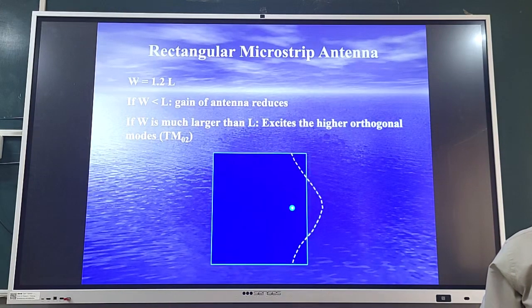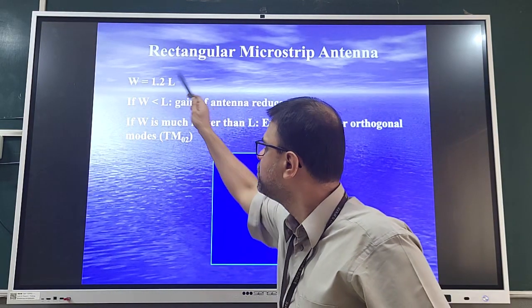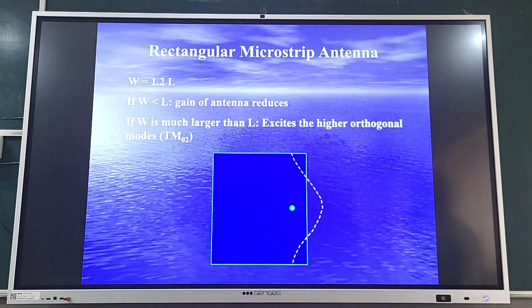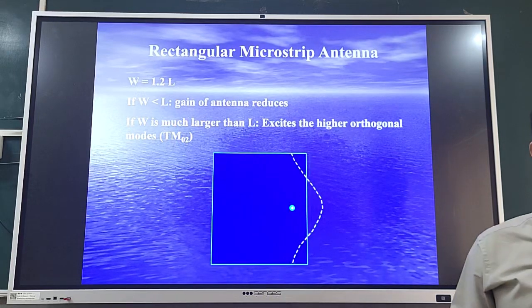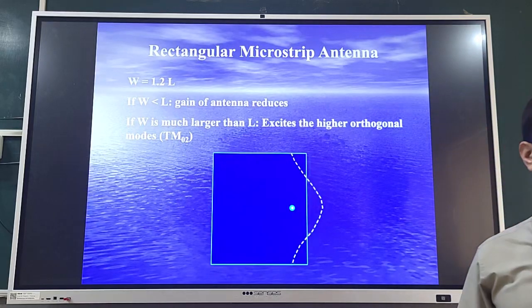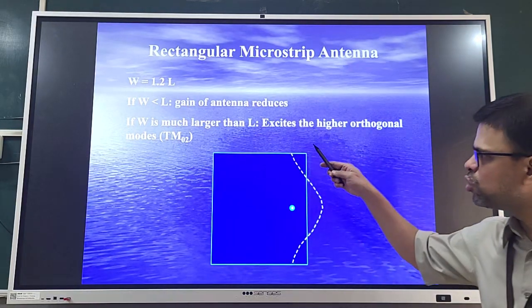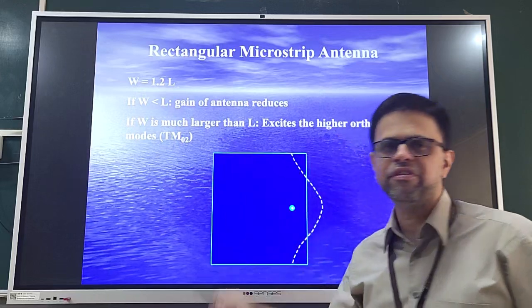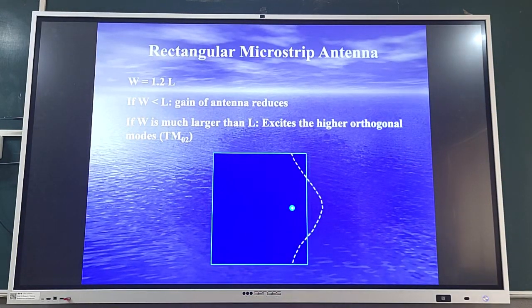Now earlier I mentioned that selection of W against L is very important. I have already told you W is taken as 1.2 L. It is basically from the gain. If W is less than L, the aperture area is small and the antenna gain reduces. But if I take W much larger than L, maybe more than 1.5, then you will observe that the 0-2 mode frequency comes very close to the 1-0 mode frequency at which you have designed your antenna.